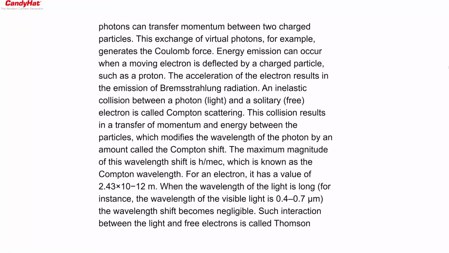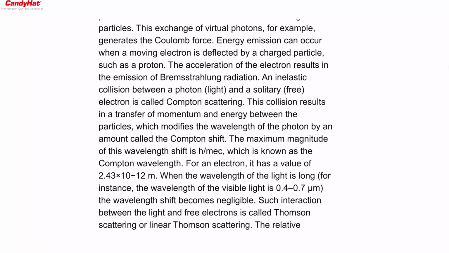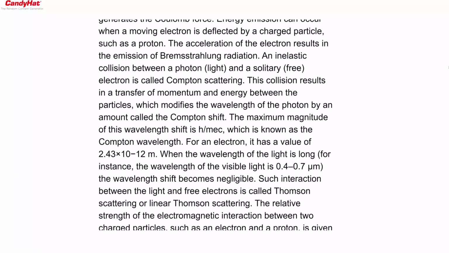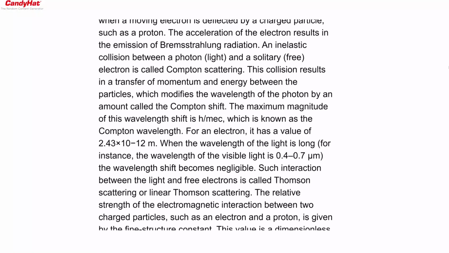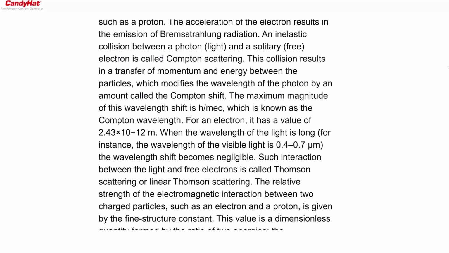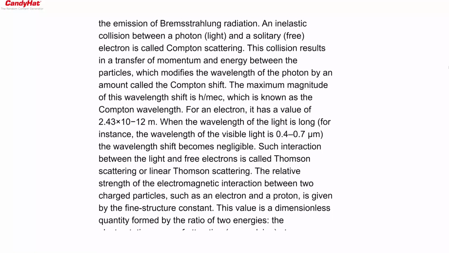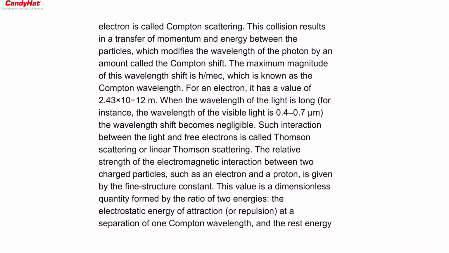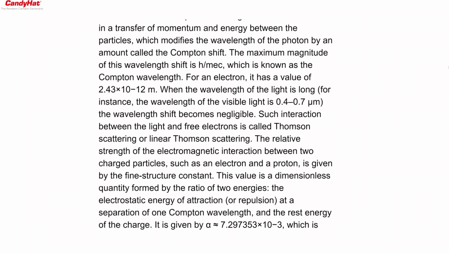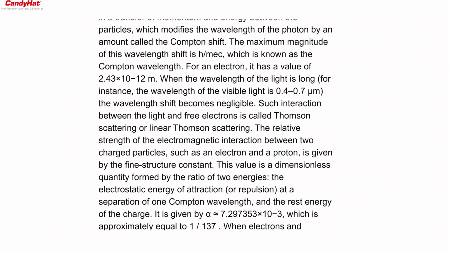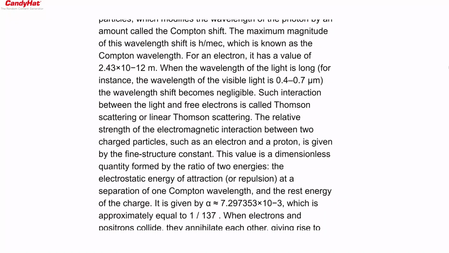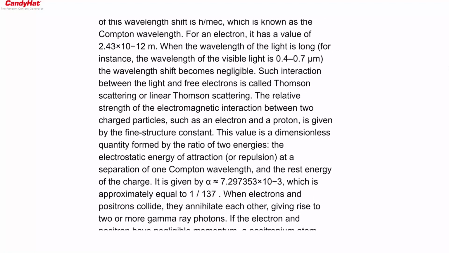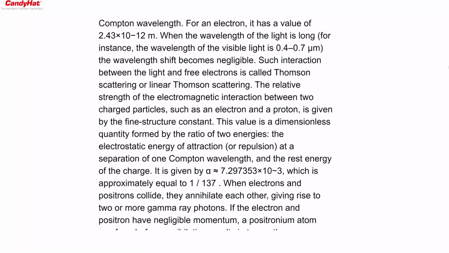An inelastic collision between a photon, light, and a solitary, free electron is called Compton scattering. This collision results in a transfer of momentum and energy between the particles, which modifies the wavelength of the photon by an amount called the Compton shift. The maximum magnitude of this wavelength shift is h/mₑc, which is known as the Compton wavelength. For an electron, it has a value of 2.43 × 10⁻¹² m. When the wavelength of the light is long, for instance, the wavelength of visible light is 0.4 to 0.7 micrometers, the wavelength shift becomes negligible. Such interaction between the light and free electrons is called Thomson scattering or linear Thomson scattering.